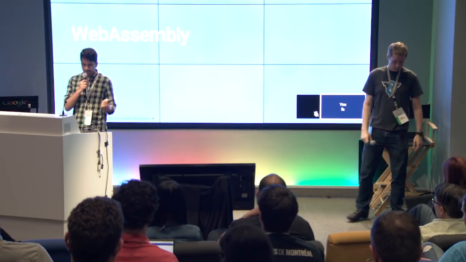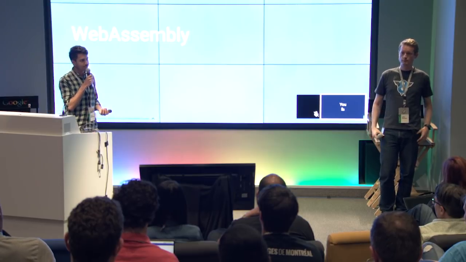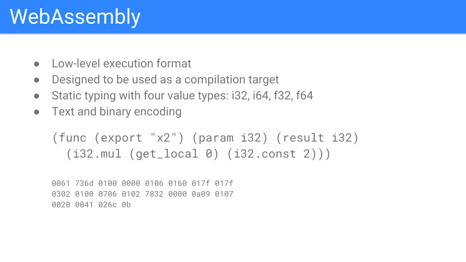So as Jakob mentioned earlier, V8 also provides an implementation of WebAssembly. WebAssembly is a low-level execution format that is designed to be used as a compilation target. So currently, memory-managed languages like Rust, C++, and C can be compiled to WebAssembly. WebAssembly is both a text and a binary encoding.